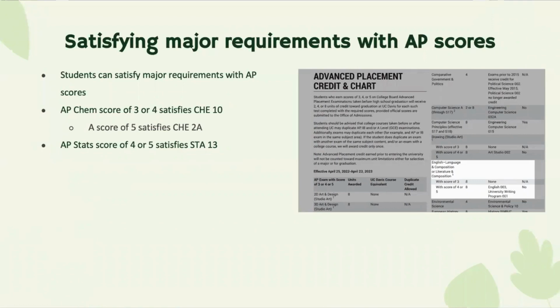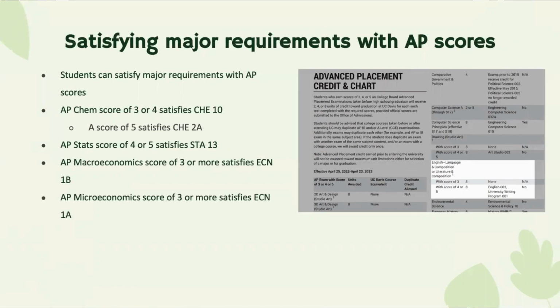An AP Statistics score of 4 or 5 satisfies Stats 13. A score of 3 or more in AP Macroeconomics satisfies Econ 1B, and a score of 3 or more in AP Microeconomics satisfies Economics 1A.